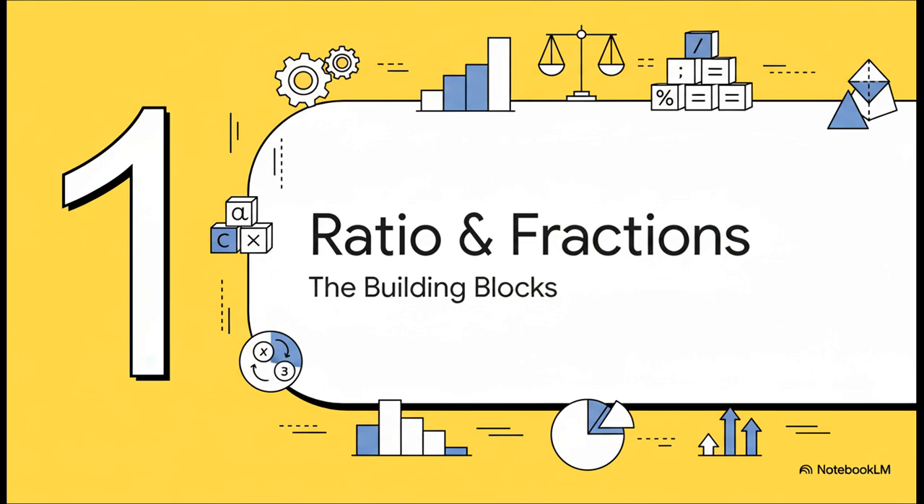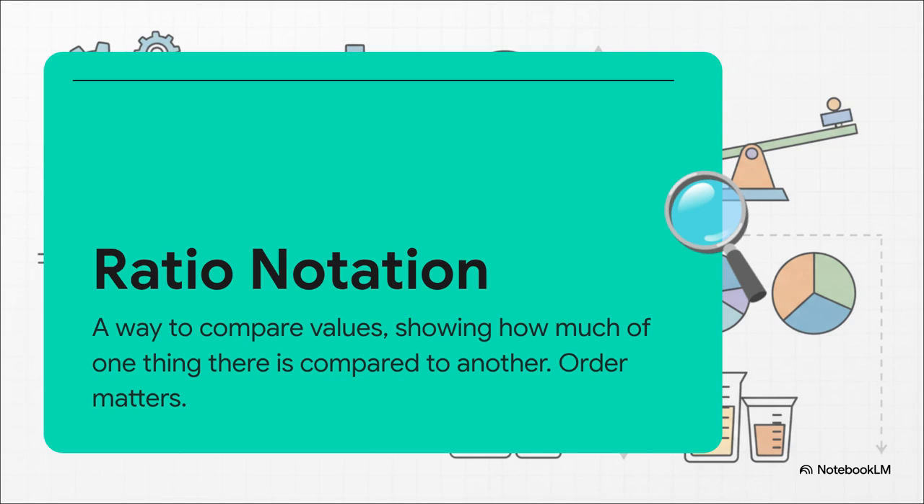Honestly, getting these building blocks solid is absolutely crucial for everything else that's coming up. So what even is a ratio? Well, it's just a simple way of comparing things. Think about making squash. If the ratio of squash to water is 1 to 4, it means for every 1 part of squash, you need 4 parts of water. But here's the thing you absolutely have to remember. The order is everything. A ratio of 1 to 4 is a nice drink. A ratio of 4 to 1, well, that's basically just squash. They are not the same.